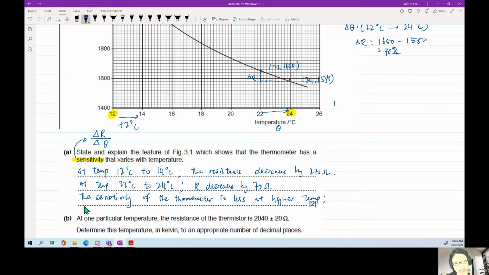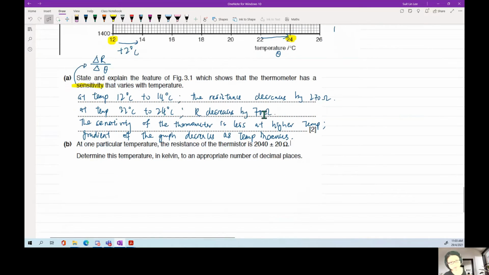This is also seen because the gradient of the graph decreases as temperature increases. Okay. So this is what I mean by you provide proof from the graph, because they say explain the feature.